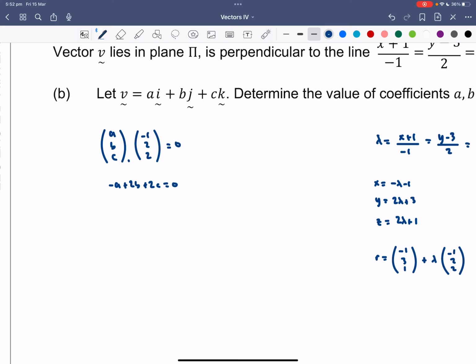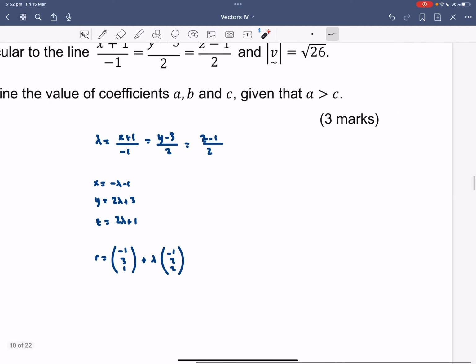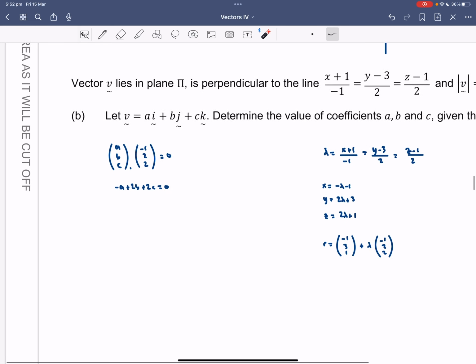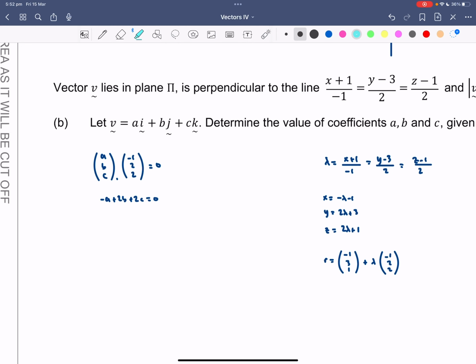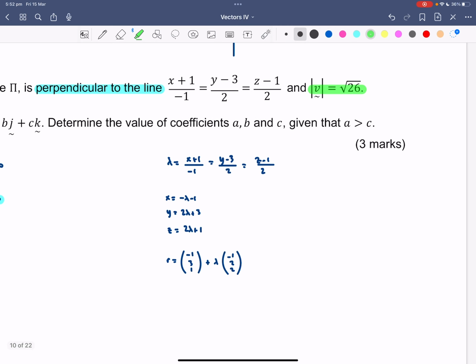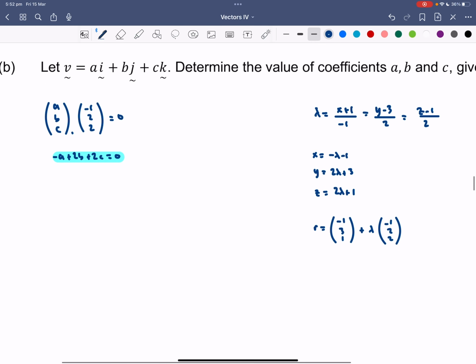Now, another equation that we have is that the magnitude of vector V is root 26. So what information have I used? I used the fact that it is perpendicular to this line here to come up with that equation right there. Now I'm using the fact that the magnitude is root 26 to come up with this second equation: a squared plus b squared plus c squared is root 26 squared. So that is a second equation.